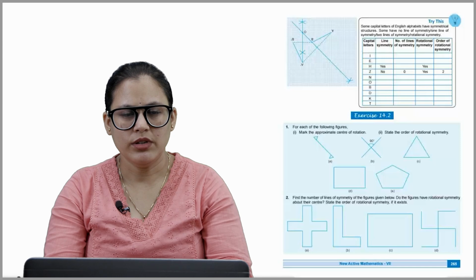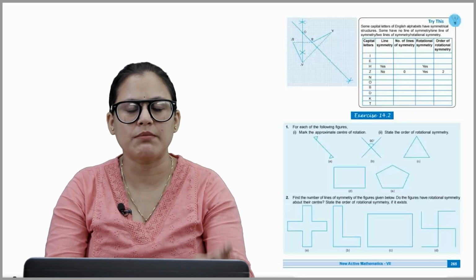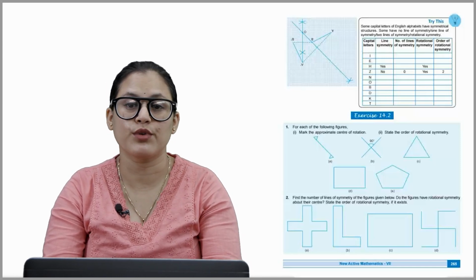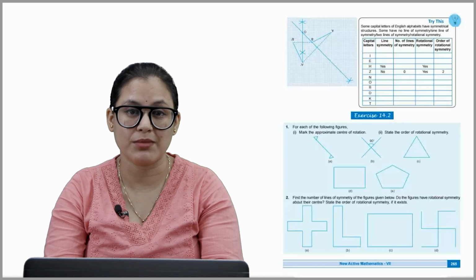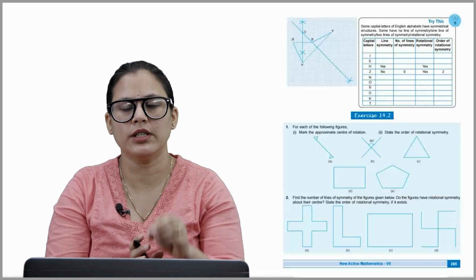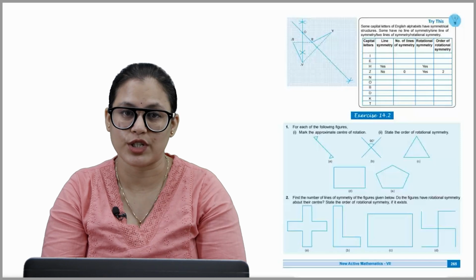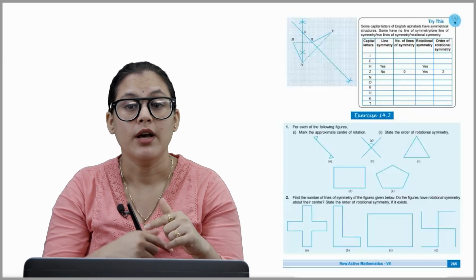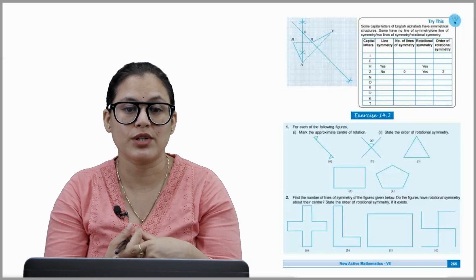Exercise 14.2. Number 1, for each of the following figures, mark the approximate center of rotation. Number 2, state the order of rotational symmetry. So in these figures, what will you do? First, you will mark the approximate center of rotation, and then you will find out the order of rotational symmetry.